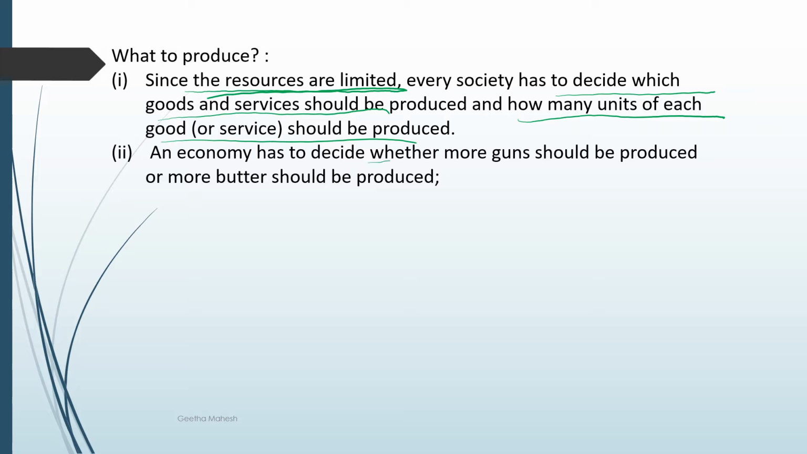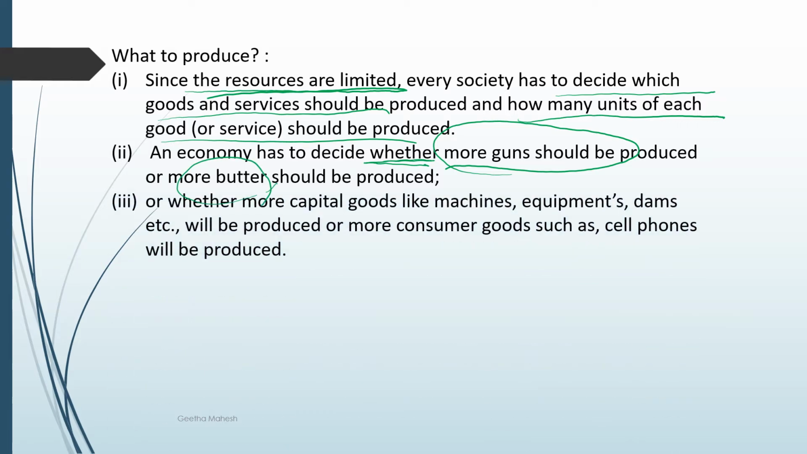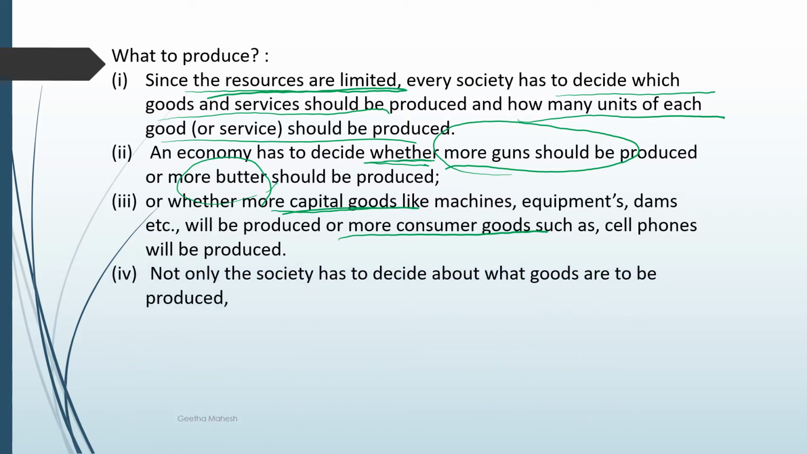They have to decide whether they have to produce more of guns or more of butter, or they have to produce more of capital goods which promotes employment opportunity in the future and it will be helpful for future generations, or they have to produce more of consumer goods which increases the standard of living of the present generation.